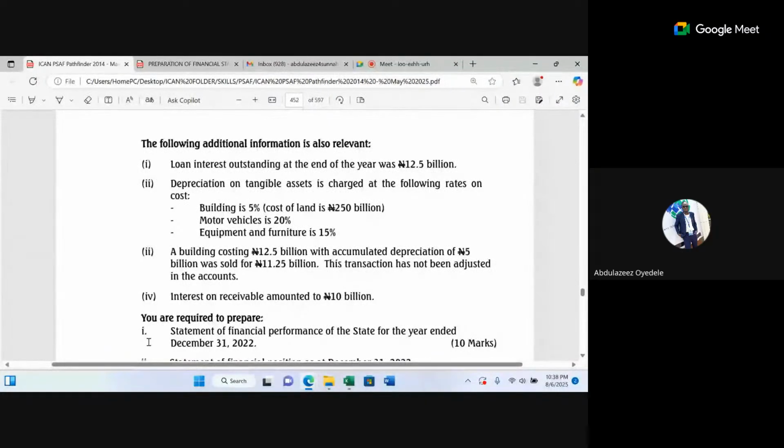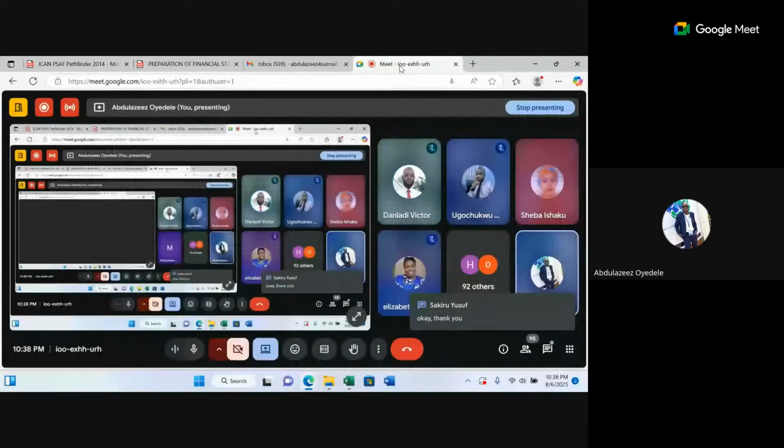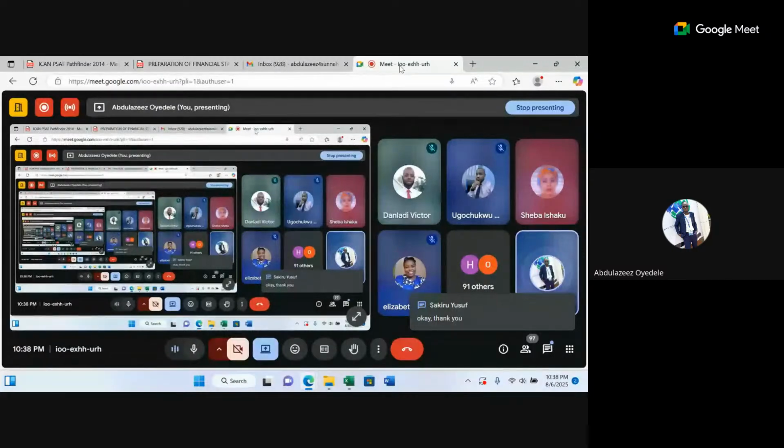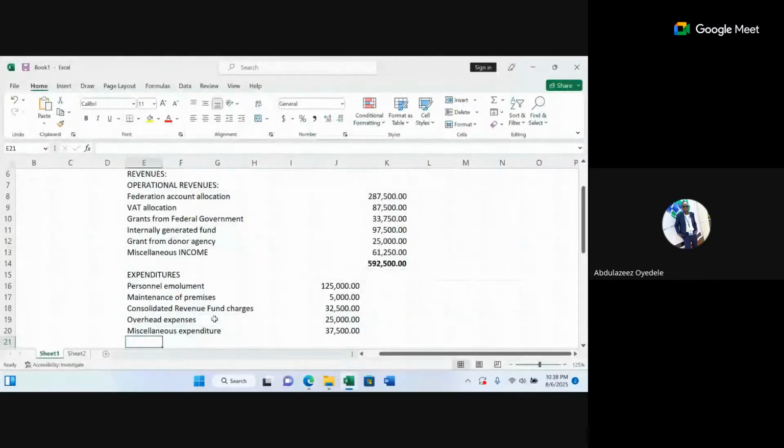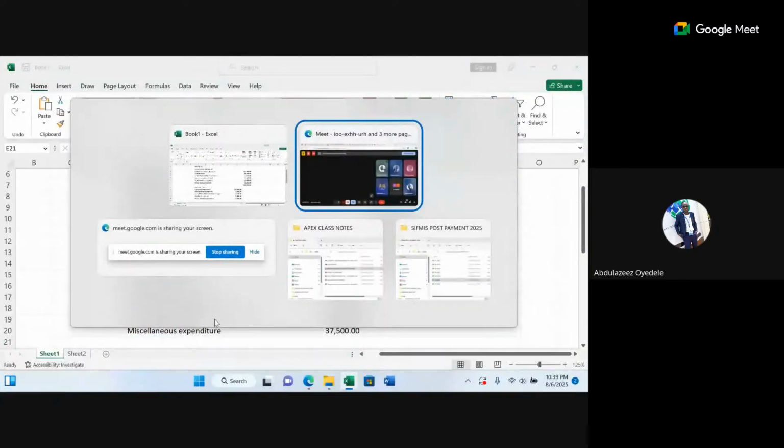So we are told that building depreciation is 5%, on motor vehicles is 20%, and then on equipment and furniture it is 15%. Okay, so let's go back to our question.